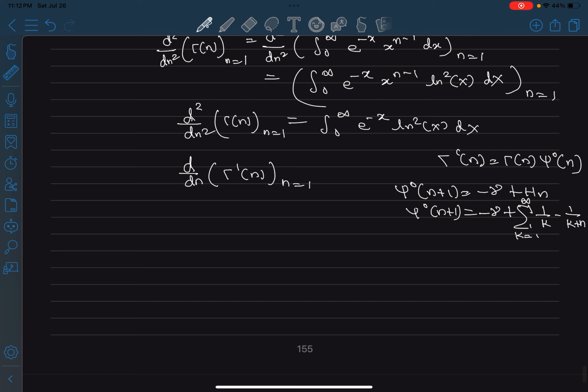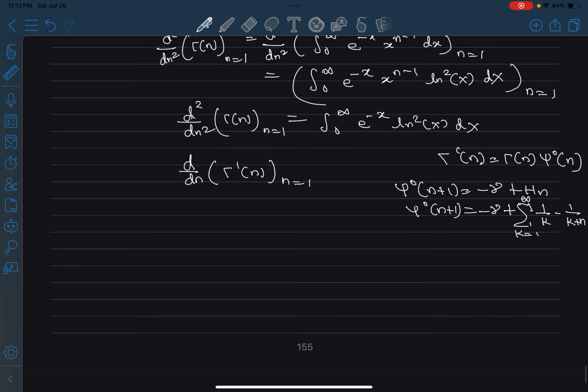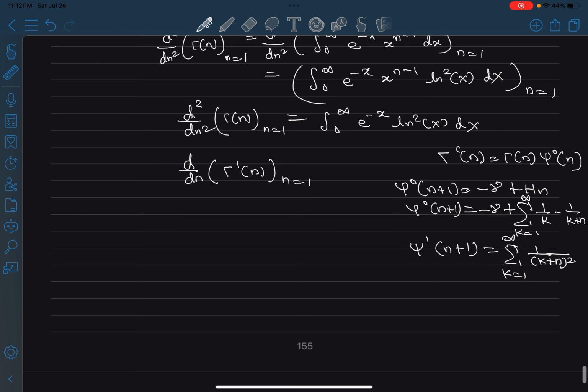Let me also tell you about the trigamma function right now because it will be necessary later on. You just have to differentiate digamma and you get trigamma. If you differentiate with respect to n, the constant goes to 0, and 1 by k is also constant and goes to 0 because we are differentiating with respect to n, so this becomes 1 by (k plus n) square. You should know about these things. So back to our context, this gamma prime is just the gamma function times the digamma function.